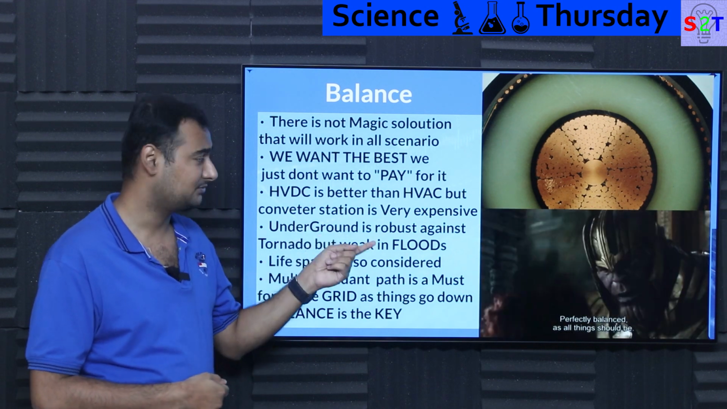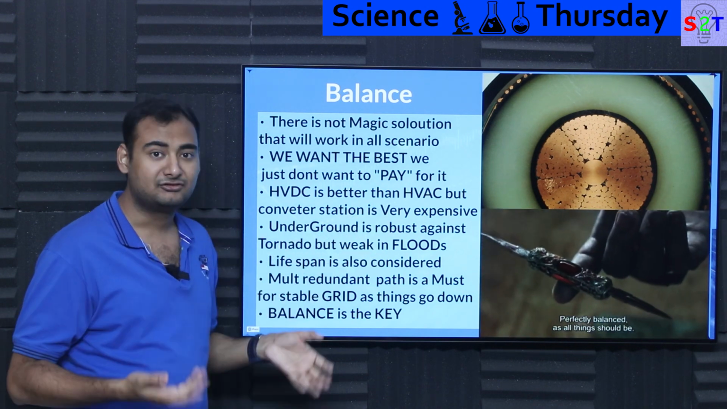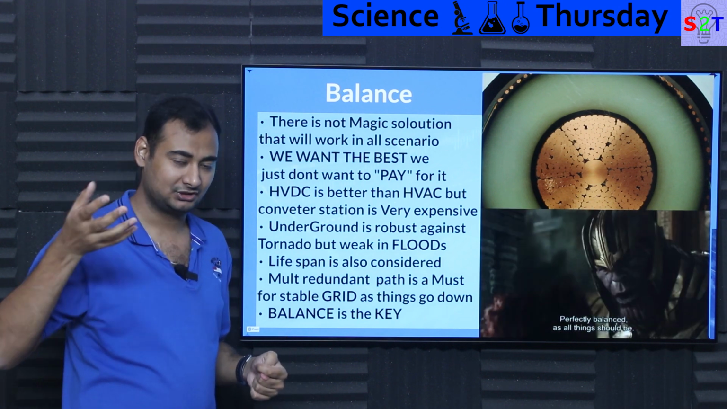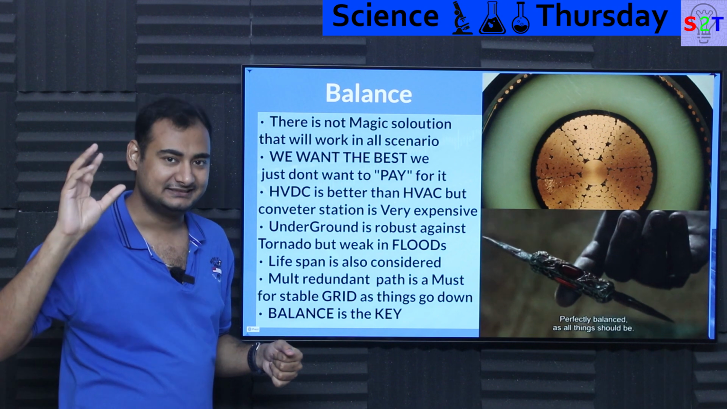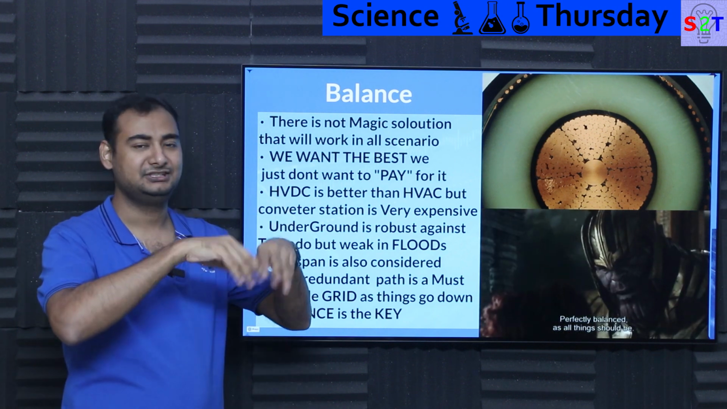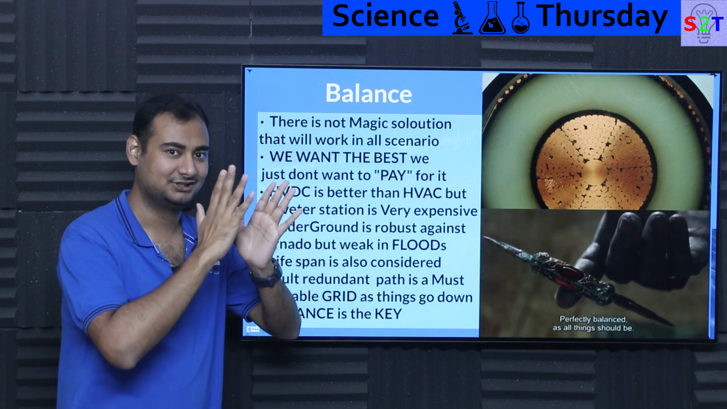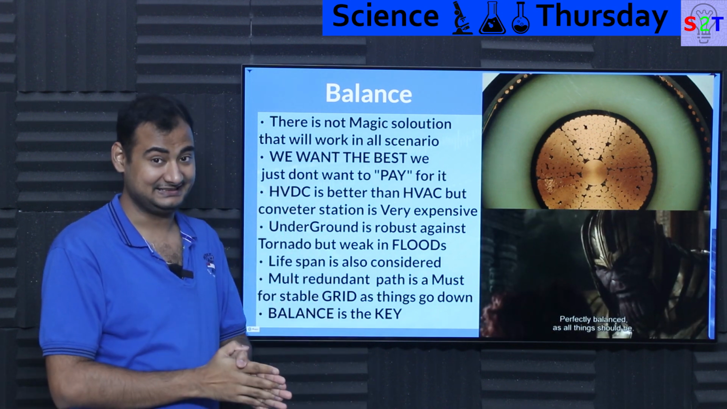So HVDC is much better than HVAC, but the converter station is the catch, because again, the generators are still AC. You step up the voltage to high voltage, still AC, and then once you have that high voltage output, you make it into DC. Now that should freak you out. It's like, do you really want to make love to ludicrously high voltage AC directly?